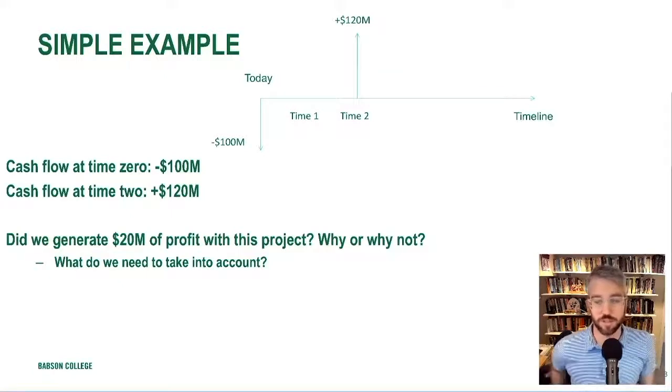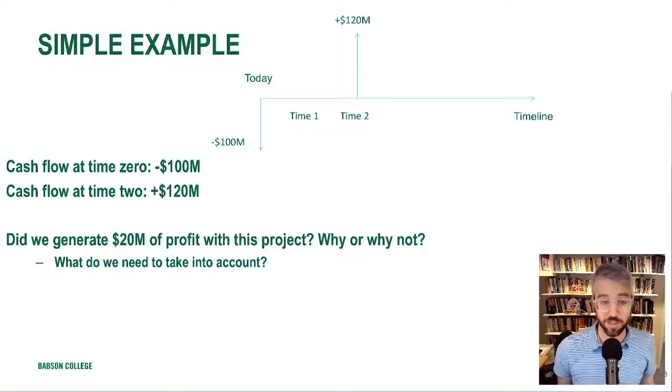Suppose further that this project has one beneficial cash flow, and that beneficial cash flow is going to be $120 million, and that $120 million cash flow is going to arrive 2 years in the future. So the investors put in, or the firm puts in, $100 million of cash today and receives a benefit of $120 million in the future. So one question is, did the project generate $20 million of profit? Did the project generate $20 million of value for its investors?